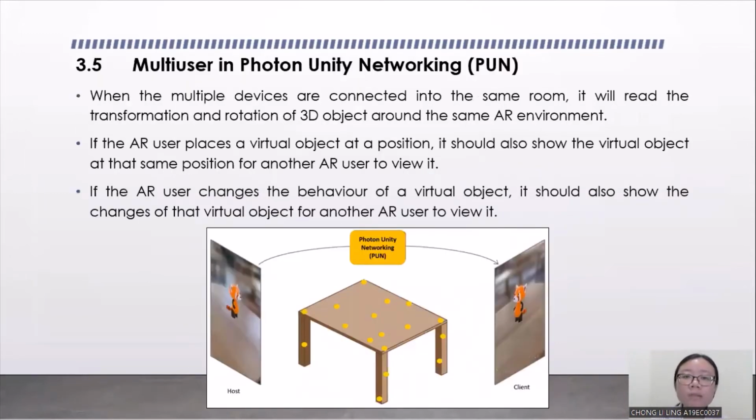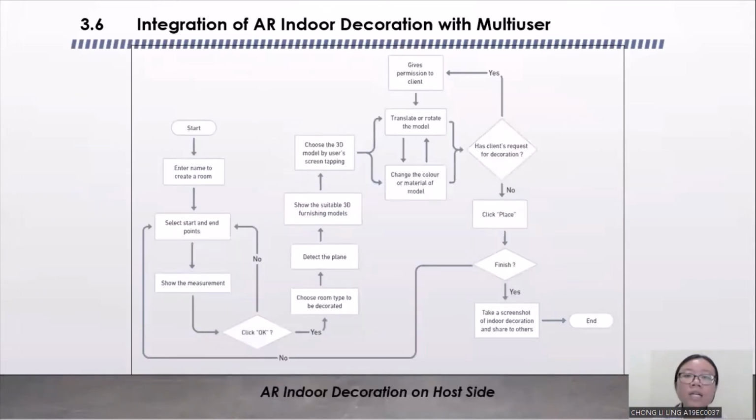So next, for the multi-user in PUN, if the AR user places a virtual object at a position, it should also show the virtual object at that same position for another AR user to view it. So if the AR user changes the behavior of a virtual object, it should also show the same change for another AR user to view it. So it will be the integration of AR indoor decoration with multi-user.